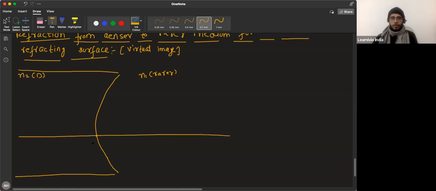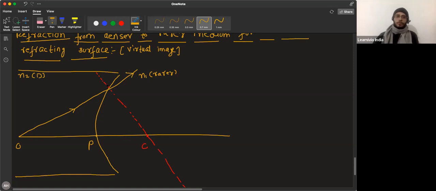Now let's draw the diagram. This is pole. This is our object. So I insert the ray at this point. Now, since ray is moving from denser to rarer, let's draw the normal first. This is the normal. So this is the center of curvature, that's the normal. Since ray is moving from denser to rarer, it will bend away from the normal. So when you produce this in the opposite direction, it appears to meet at a point, and this is the image. See, we have two rays. One ray is going in this direction.